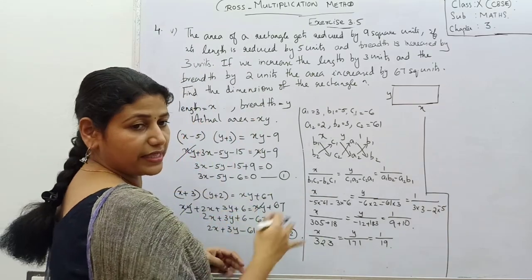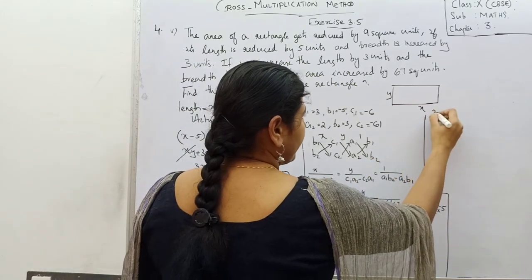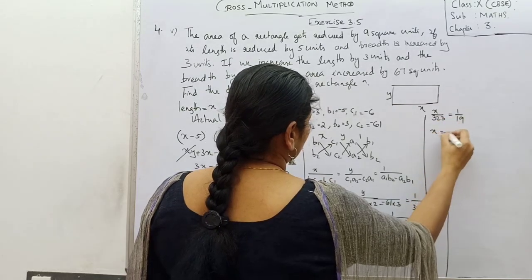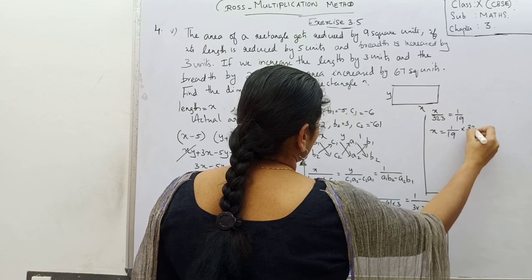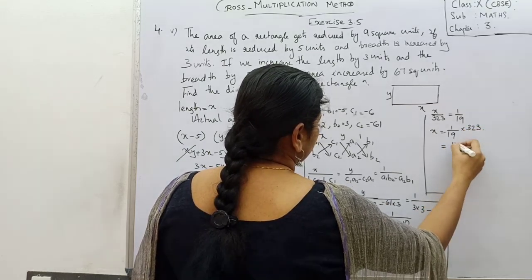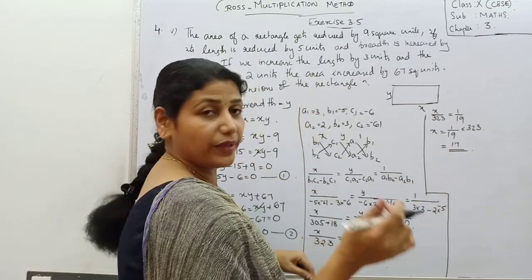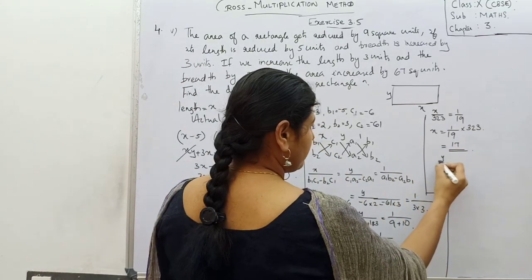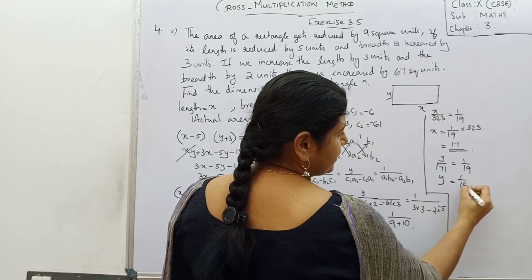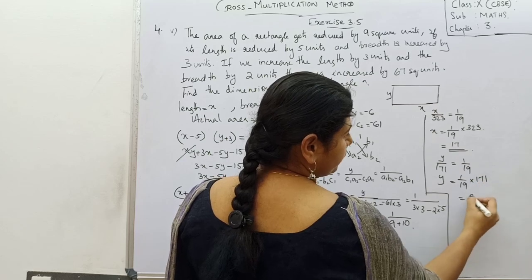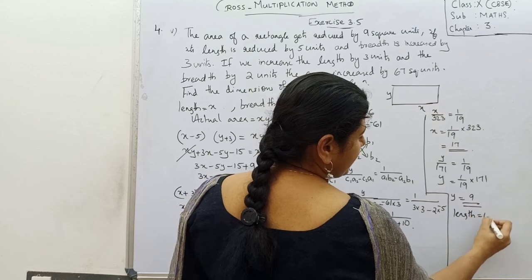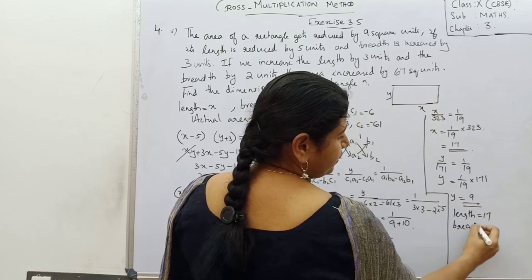So we can take the first and the last ratio, x by 323 equal to 1 by 19, x equal to 1 by 19 into 323. So you will get 17. Now we can take the second and the last ratios, y by 171 equal to 1 by 19, y equal to 1 by 19 into 171, which is equal to 9. So we got the length as 17 and breadth as 9.